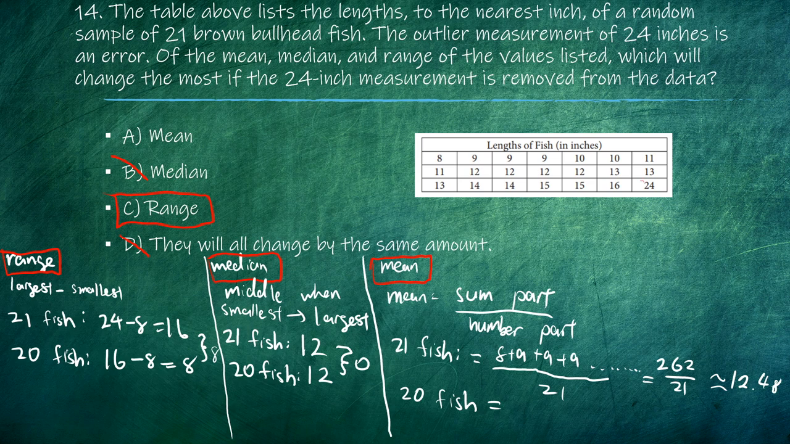And when we remove the last number, 24, we basically have 262 minus 24. Now, instead of dividing by 21, we're dividing by 20, because right now we only have 20 numbers here once we take out this 24. So this becomes 238 divided by 20, which is about 11.9. The difference here is less than 1. So right off the bat, we know the answer is C, because it is not mean, since the difference is less than 1, and here the difference is 8.